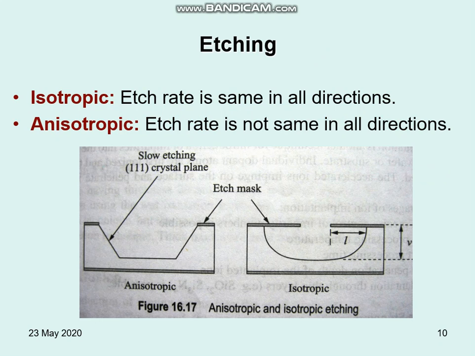We call the removal of something etching. In VLSI technology we term it etching, but it is of two types: isotropic and anisotropic. In isotropic, we can see on the right hand side of the figure that the etch rate is the same in all directions. The removal rate is the same. But on the left hand side, we can see that the etch rate is not the same. The left hand side is less and the right hand side is more. So the etch rate is not the same in all directions. This is the basic difference between isotropic and anisotropic etching.